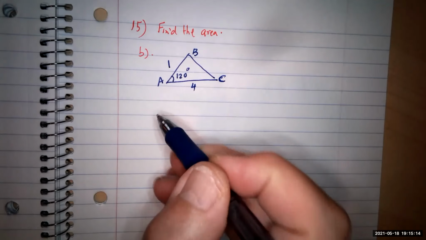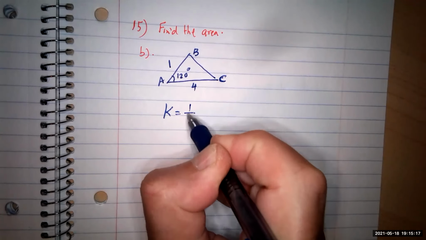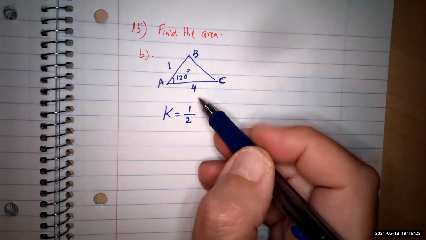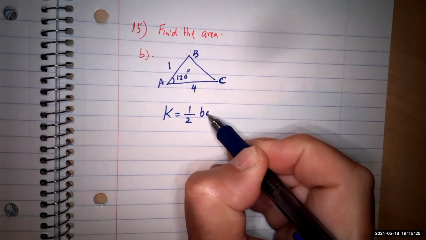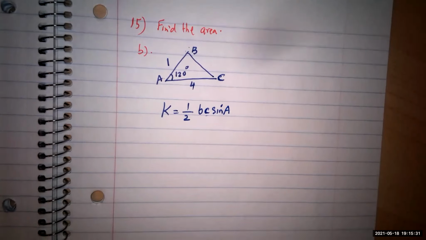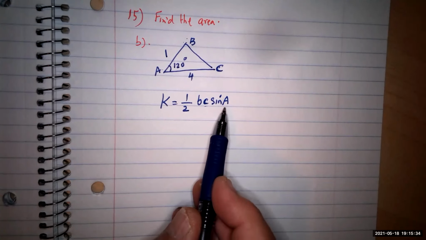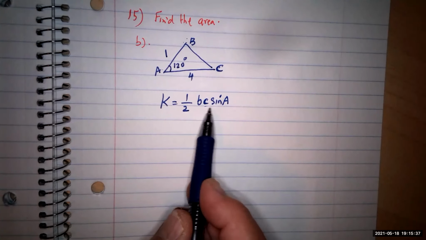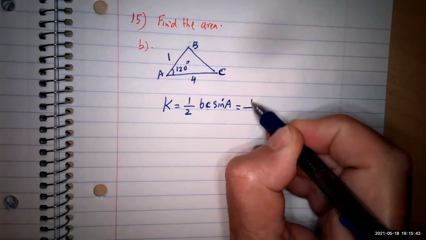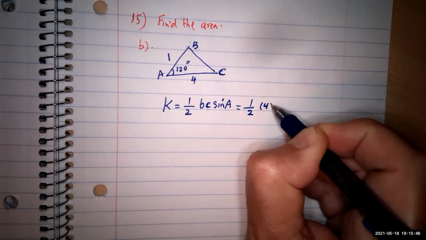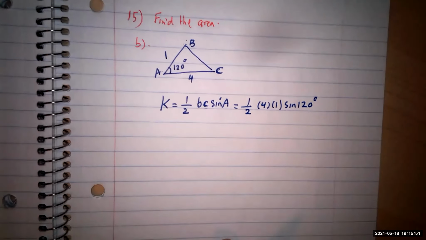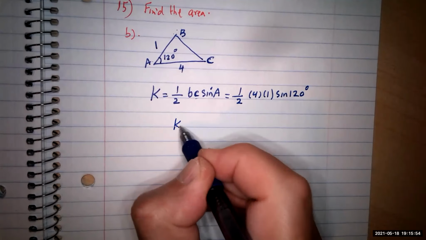Remember the formula for the area: K is 1/2 of the product of these two sides, which are given to you. It's going to be bc, then the sine of the angle in between, which is the missing one, angle A. You can put any two sides you like, but this is going to be the angle in between, the missing letter if you like. Now it's straightforward. It's going to be 1/2 times 4 times 1 times the sine of 120 degrees.